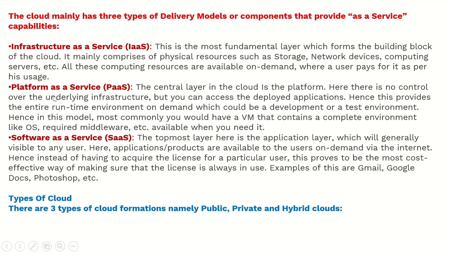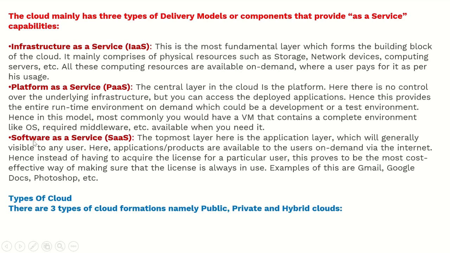The second one is platform as a service, that is PaaS. The central layer in the cloud is the platform. Here there is no control over the underlying infrastructure, but you can access deployed applications. Hence, this provides the entire runtime environment on demand, which could be a development or a test environment. In this model, most commonly you would have a VM that contains the complete environment. VM means virtual machines, like the OS, operating system, required middleware, etc., available when you need it.